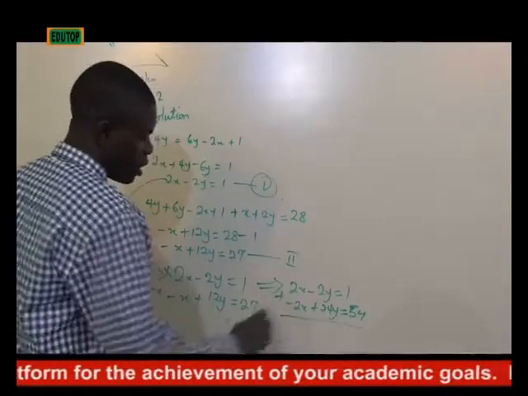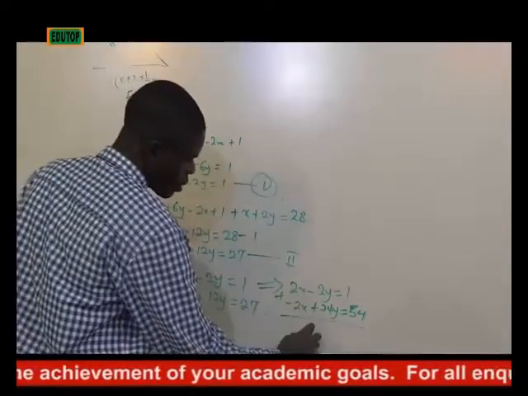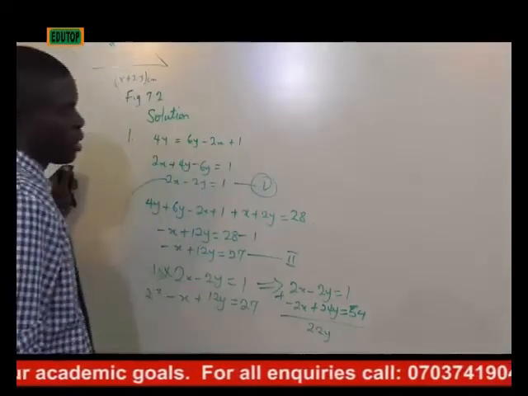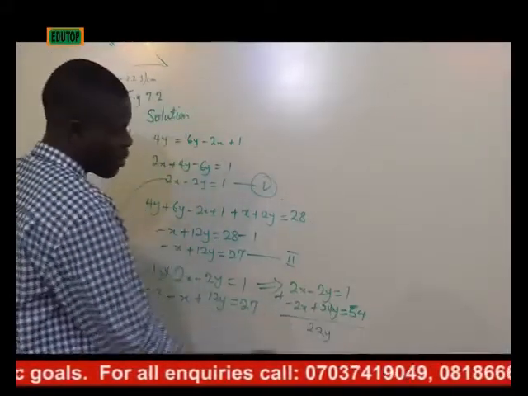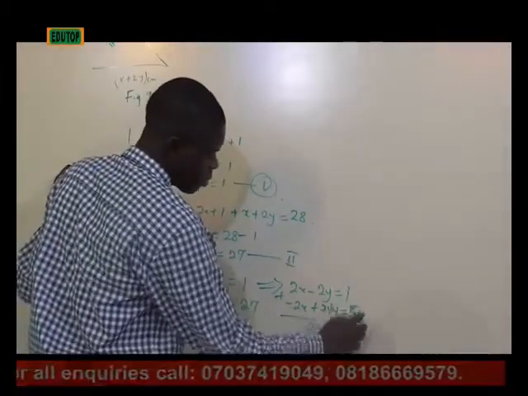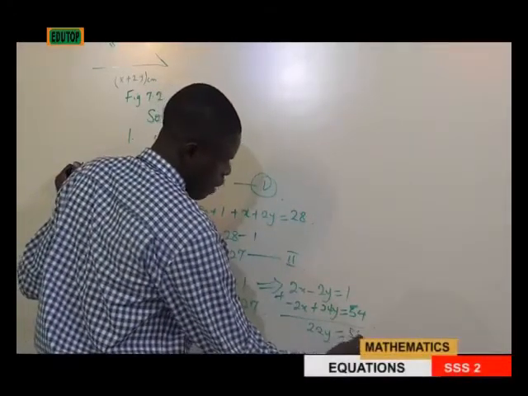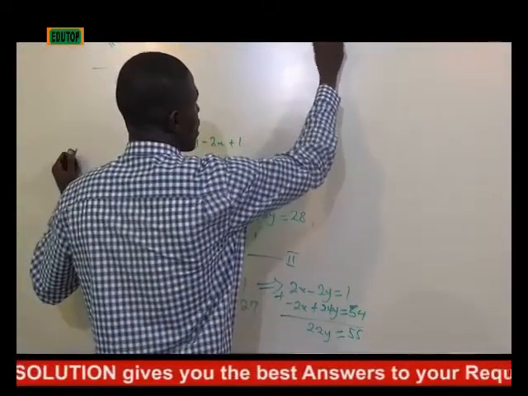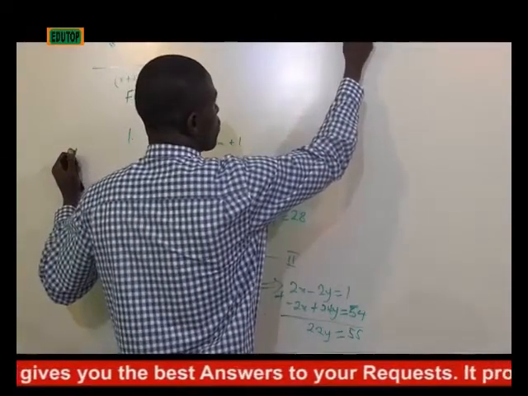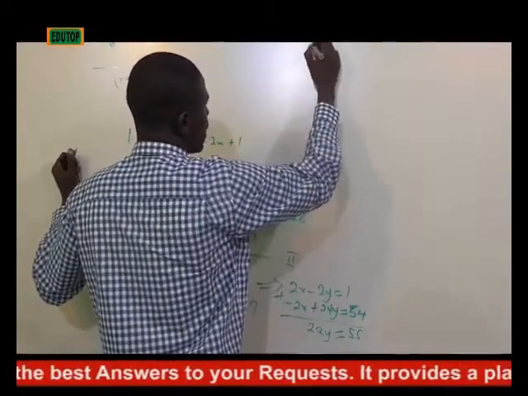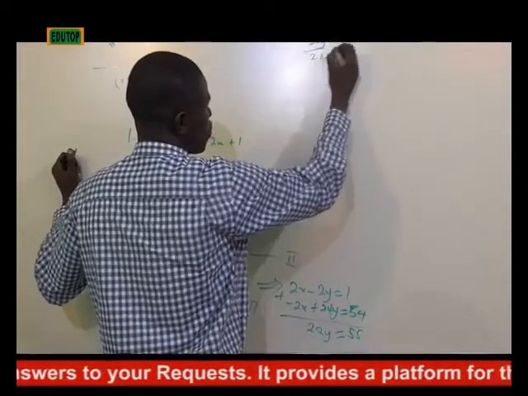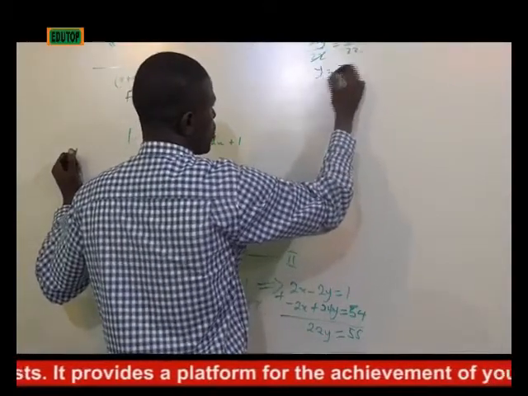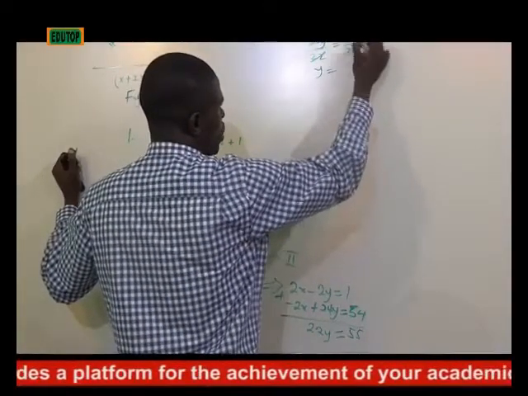If you add the two equations, the x terms cancel out, while minus 2y plus 24y becomes 22y. Then the right side becomes 55. Then we have 22y equals 55. Dividing both sides by 22, we have y equals 55 over 22. 11 goes into 22 twice and into 55 five times.